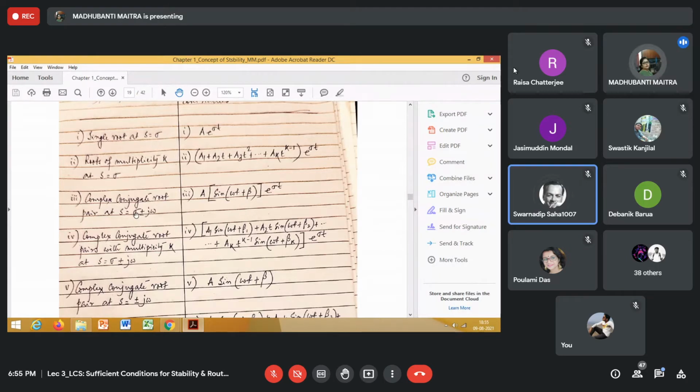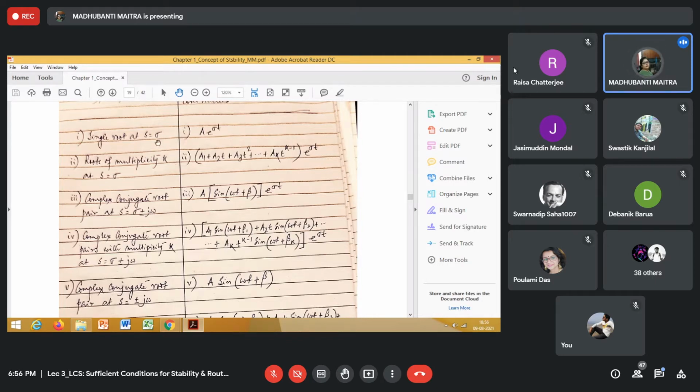And in that case, if the roots are lying in the right half of the S plane, then the response term will go on increasing with time. So C(t) will go on increasing towards infinity as t tends to infinity, and hence the response term will become unbounded, and as per our definition, we would say that the system is an unstable one. Clear?